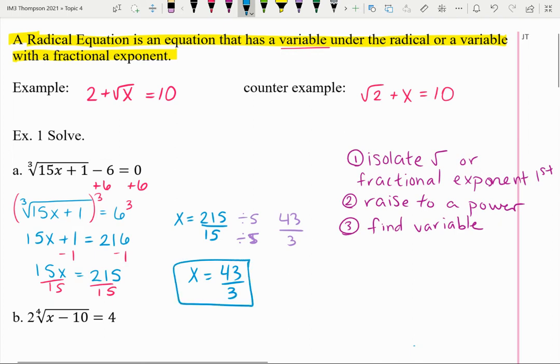Now, your calculator would tell you that also. Most calculators will give you the reduced fraction. Not all of them. And we're just going to do a whole bunch more like that with different roots and different exponents.